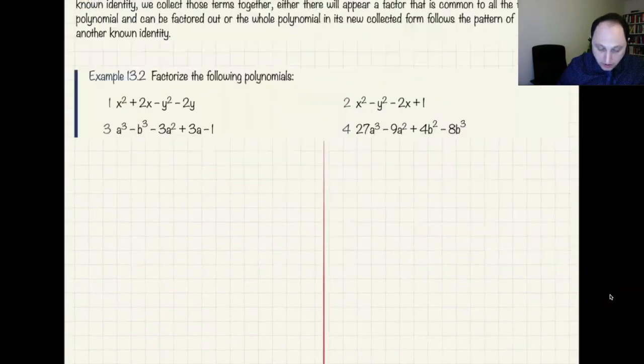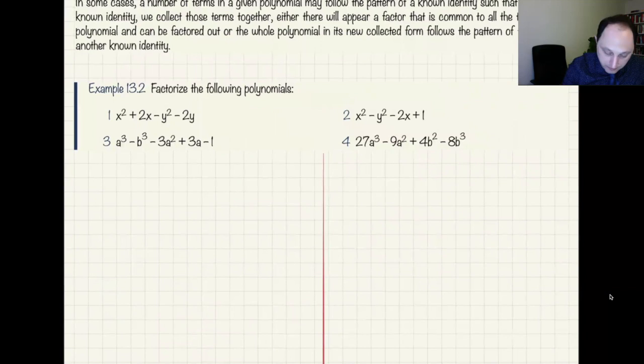Okay, so here, problem number 1. So here you see the previous method is not working here. So let me look at this problem here. I have x squared plus 2x minus y squared minus 2y.